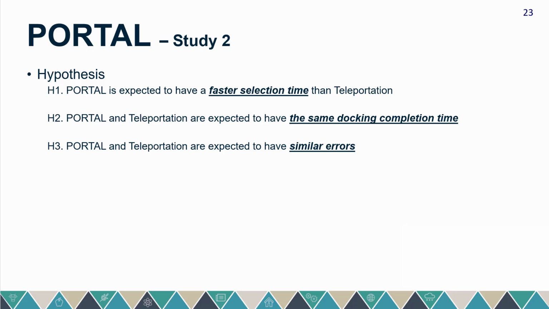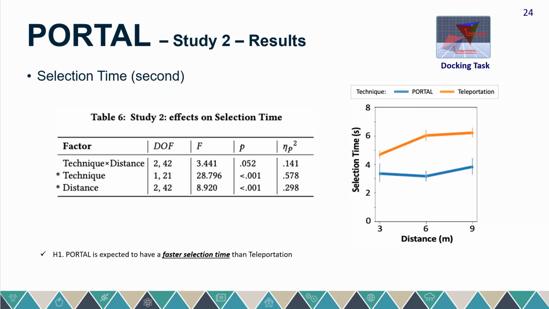For the second study, we set three hypotheses. First, Porter is expected to have faster selection time than teleportation because teleportation may require additional movement when the user loses the context of the remote position. Second, Porter and teleportation are expected to have the same docking completion time. Third, Porter and teleportation are expected to have a similar error.